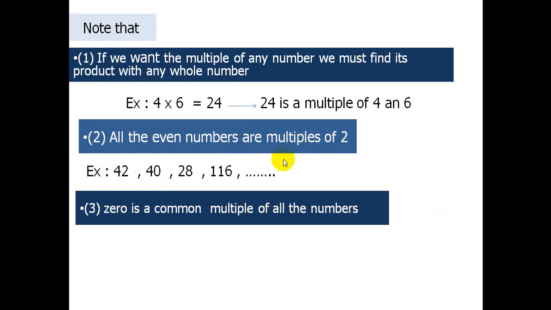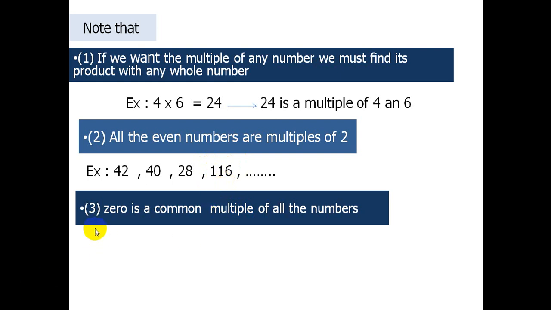So, it's a multiple of 2. What about 40? Yes, of course, 40 is even. So, it's a multiple of 2. And so on, 28 and 116. 116 is a multiple of 2. Of course, it's even. Look, under the unit, I have an even digit. So, if I have an even digit, it's an even number. And if it is an even number, it's a multiple of 2.